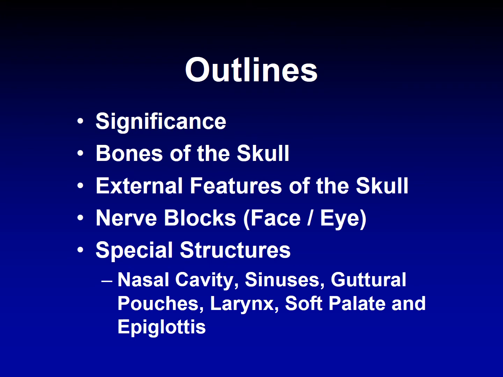So some of the bones of the skull, some of the external features, some of the nerve blocks on the face and around the eye. After that, we'll talk about special structures in the equine head, such as the nasal cavity, the sinuses, the guttural pouches, larynx, soft palate, and epiglottis. So let's start by talking about the significance of this topic. I'm going to show you a number of clinical cases to demonstrate how important studying the anatomy of the equine head is for you.